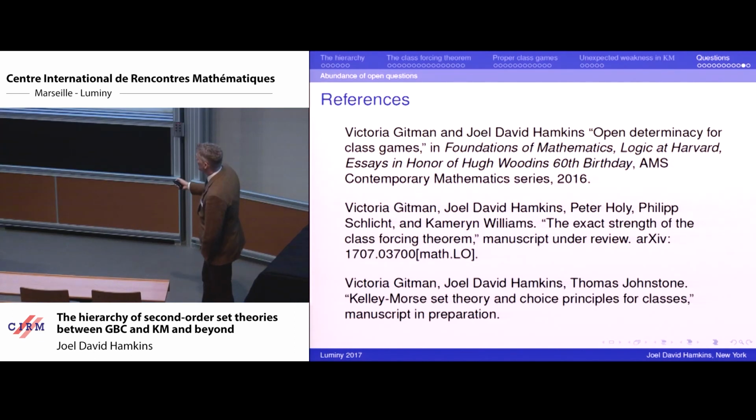So these are the three papers. This one is the clopen determinacy one and the class forcing and the KM plus paper. And thank you very much.